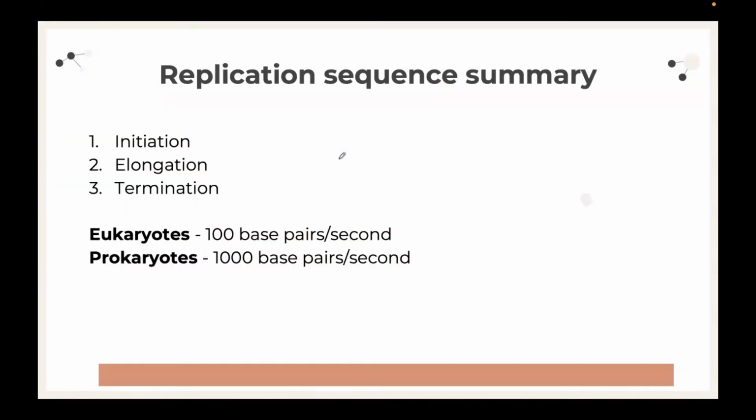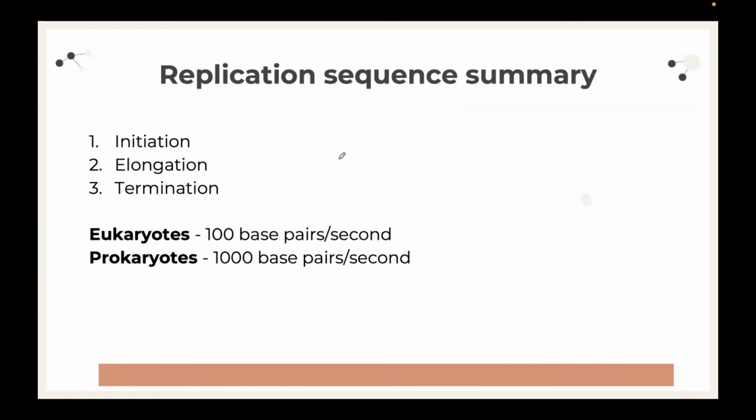So basically, our replication will be summarized into 3 steps. It will go through many steps later on, but basically, this is just the summarization of the DNA replication. It will start from the initiation, the elongation, and then the termination.